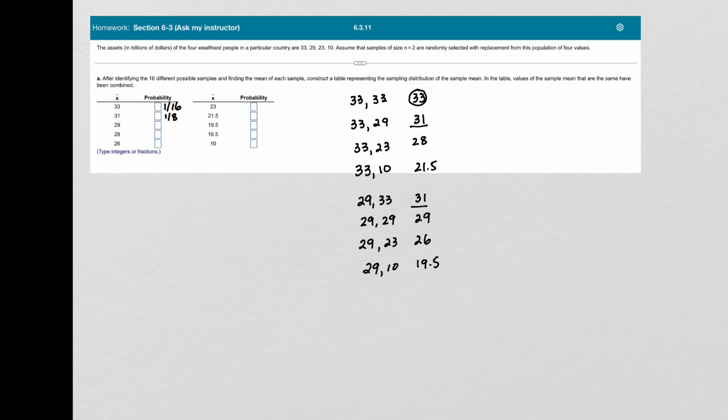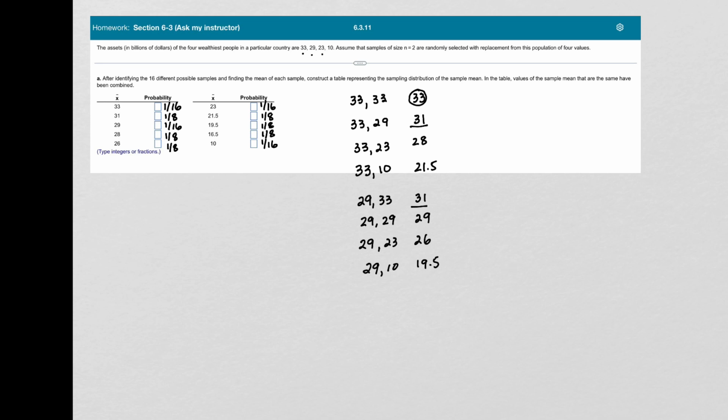So I'm going to look through and see what values we had. So 33, when I see 33 as the sample mean, that probability is going to be 1 out of 16. Same thing for 29. That's 1 out of 16. 23 is also 1 out of 16. And 10 is going to be 1 out of 16. All the rest of them are going to be 1 out of 8. And I'm honestly really just counting on the fact that they didn't have any that weirdly come up to be the same sample mean twice.